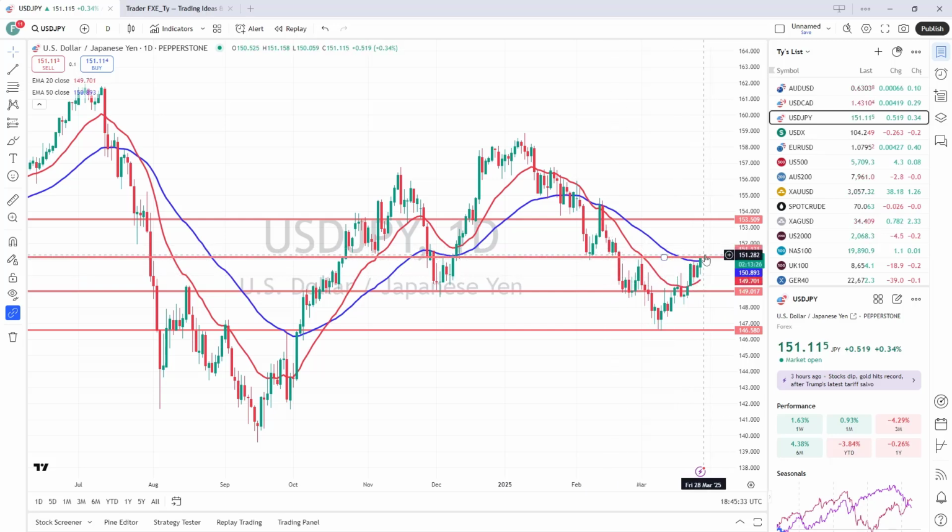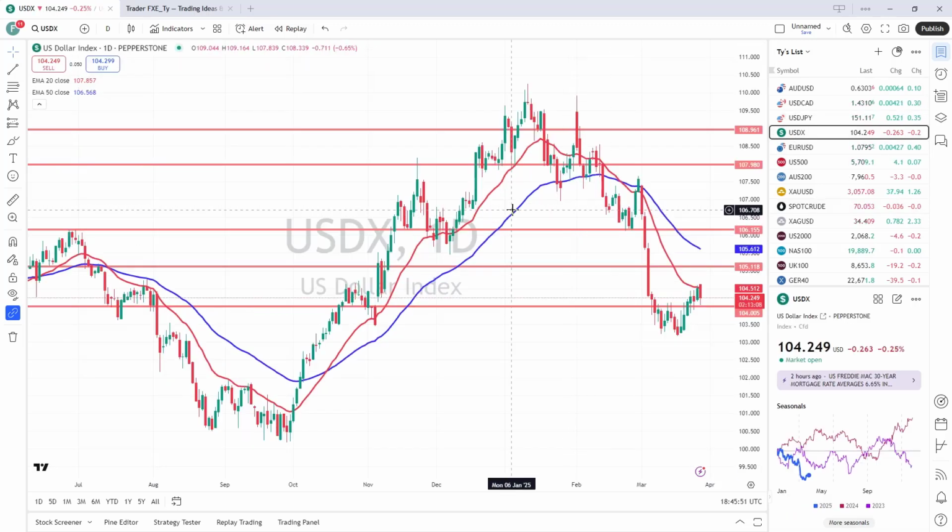But breaking that resistance opens it up for another big move. We've got to remember we were in a downtrend for quite some time, so this is the first mini pullback that we've seen. So we've got the low, the higher low, and now the higher high, a breakthrough here, and we're looking at 153.50 as our next target. But good trading on the yen.